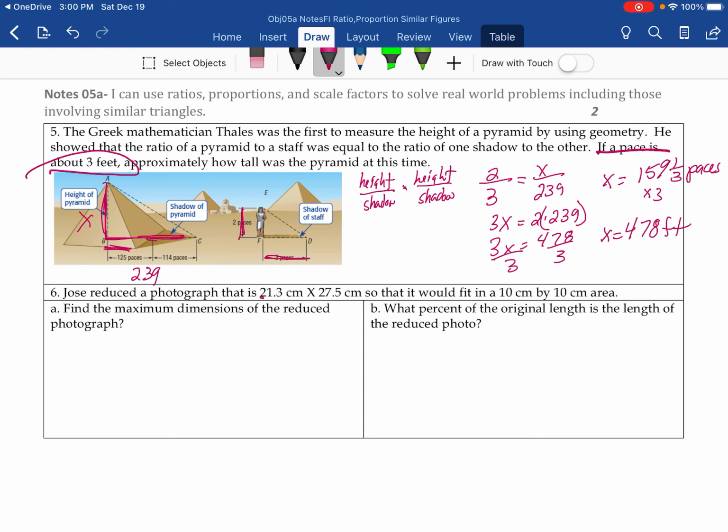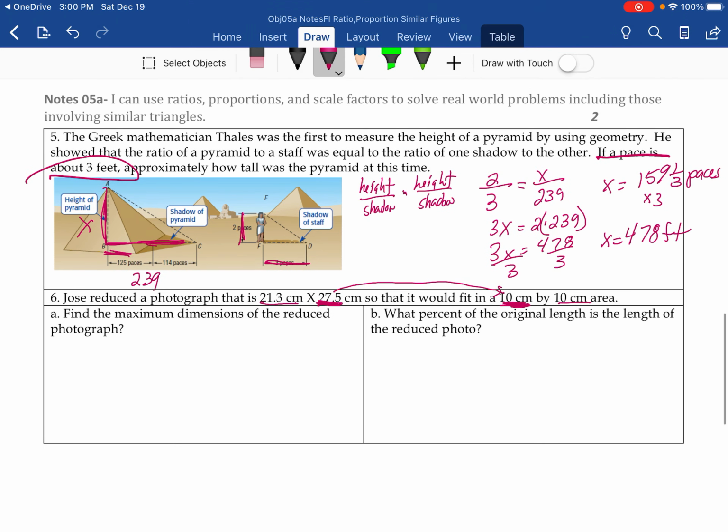Jose reduces a photograph that is 21.3 centimeters by 27.5 centimeters so it would fit in a 10 by 10 centimeter area. Find the maximum dimensions of the reduced photograph. So what you need to do is shrink down the largest dimension to the side here. Okay, because we want to be able to use a maximum amount of the paper. So I want to shrink down 27.5 to 10 centimeters.